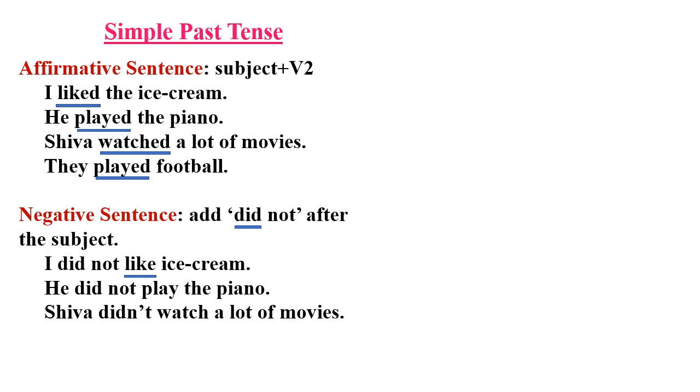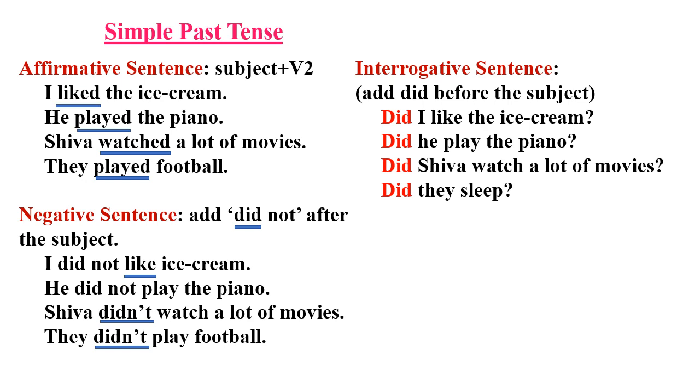Shiva didn't watch a lot of movies. They didn't play football. Didn't is just the short form of did not. To frame a question, simply add did in front of the sentence. Also, only the base form of the verbs should be used when the question begins with the helping verb did. Verb 2 should not be used.